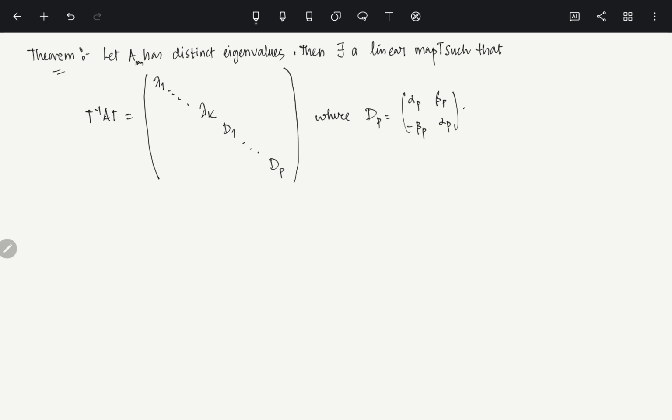Okay, with this I am going to end this video. In the next video we are going to see what happens when they have repeated eigenvalues. That is a complicated case.